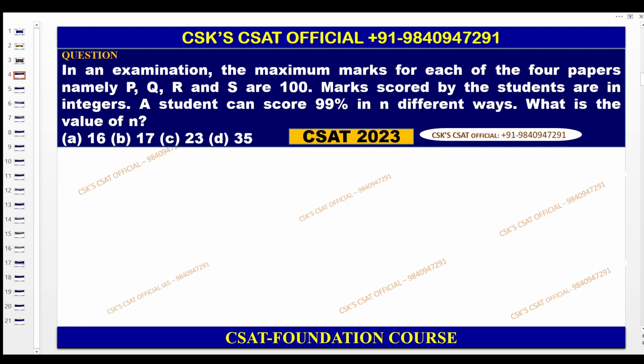For those who are appearing for the first time, they may feel like it's new for them. So therefore, learn this. I will teach you two methods with respect to this question. First of all, let me explain the question here. In an examination, the maximum mark for each of the four papers, namely P, Q, R, S, is 100, which means all the four subjects carry 100 marks each.